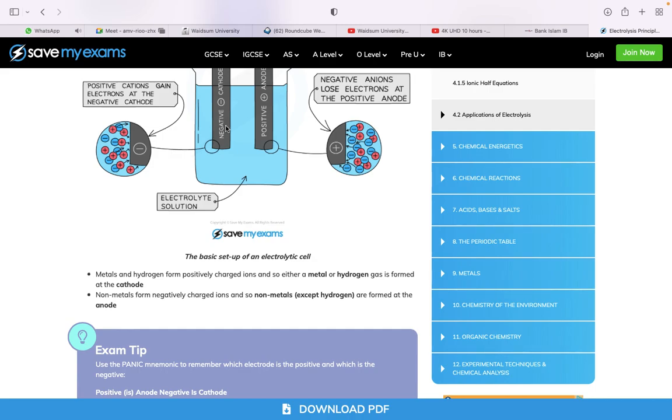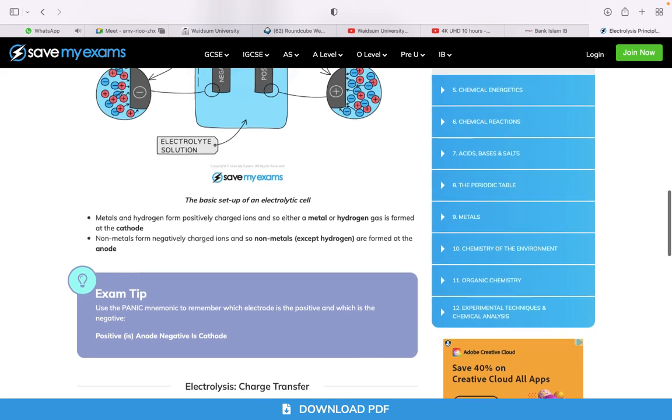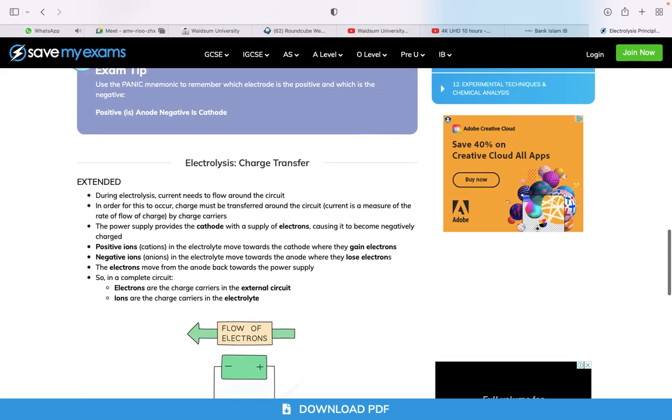So we say the metals and hydrogen form positively charged ions, and so either a metal or hydrogen gas is formed at the cathode. Now non-metals form negatively charged ions, and so non-metals except hydrogen are formed at the anode. Hydrogen always is with the metals at the cathode. Is that okay?